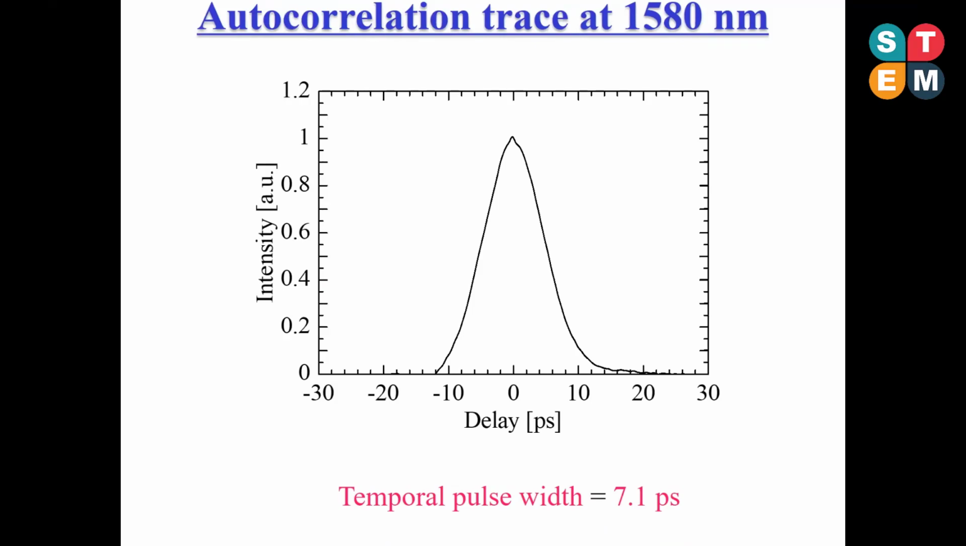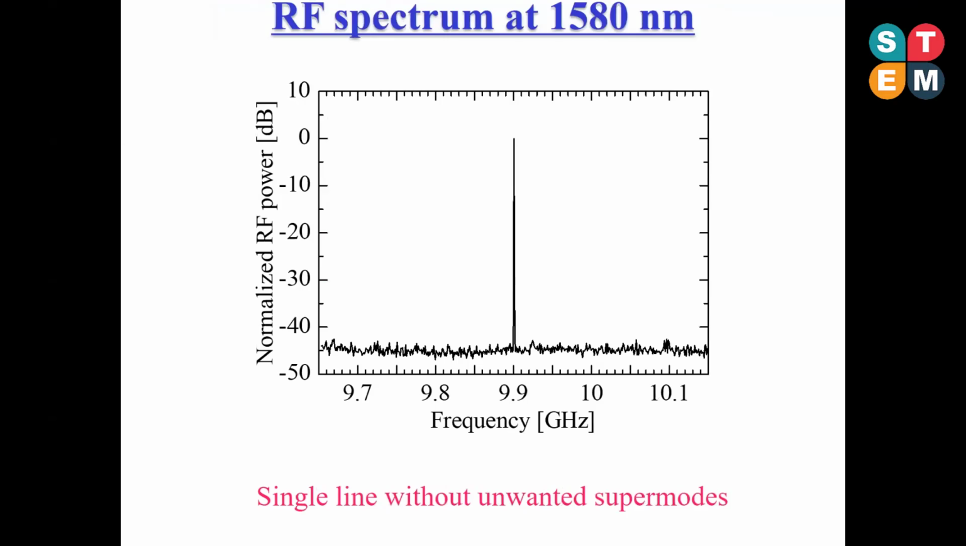This figure shows the corresponding autocorrelation trace. The full width at half maximum of the output pulses is 7.1 picosec. This figure shows the corresponding RF spectrum of the 10 GHz laser output. Because of the high nonlinearity of the bismuth-based fiber, a dominant supermode is clearly seen, and unwanted beatings are not observed.